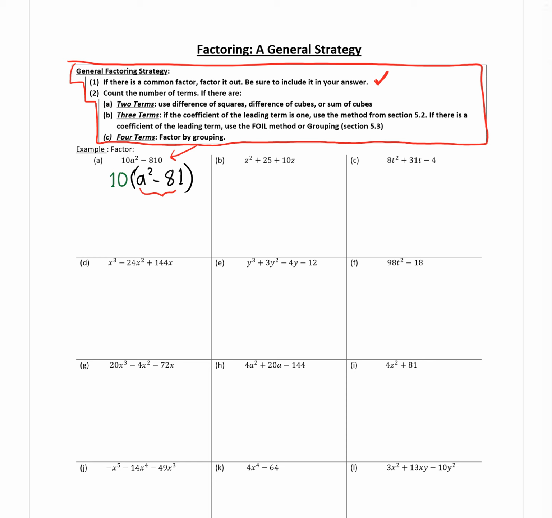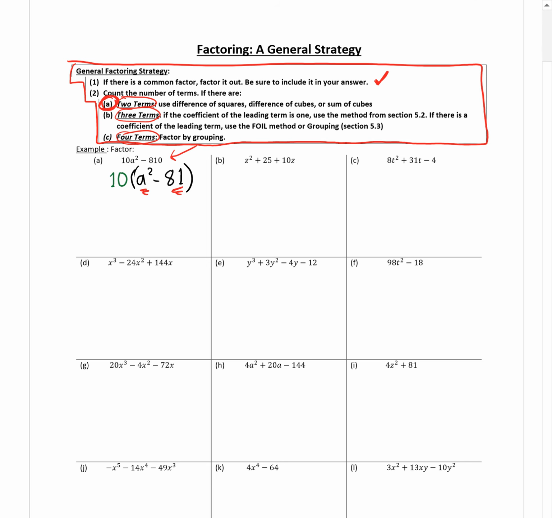Step 2 says you want to count the number of terms. So depending if there are 2 terms left here, 3 terms, or 4 terms, you're going to do maybe one of 2 different things. So if I look at what I'm left with, after I factor the 10 out, there are only 2 terms, an a squared and then an 81. That's 2 terms, so I must be looking at part A. So if there are 2 terms, it says you're going to use the difference of squares, the difference of cubes, or the sum of cubes.